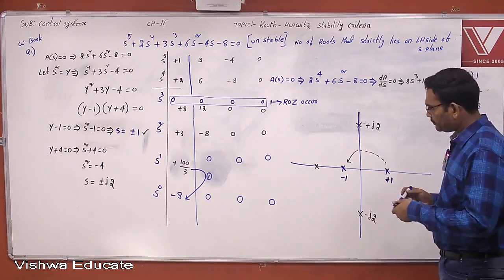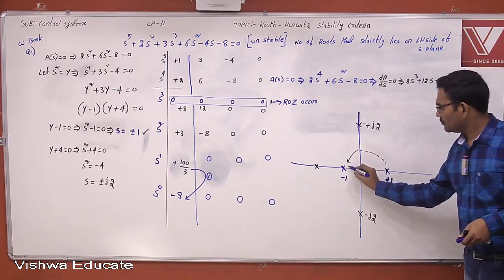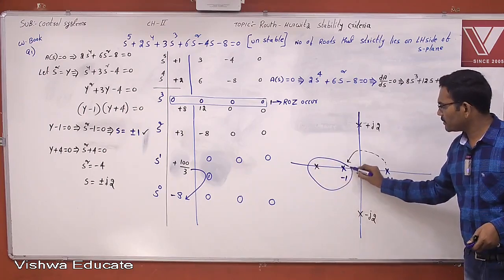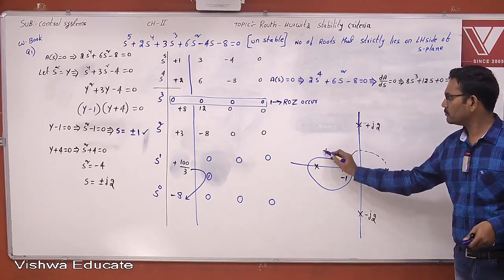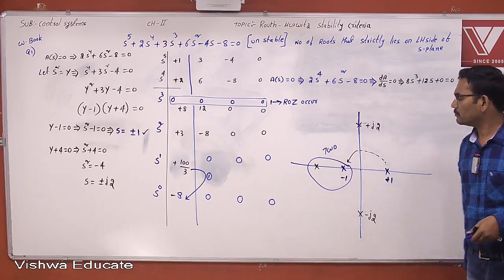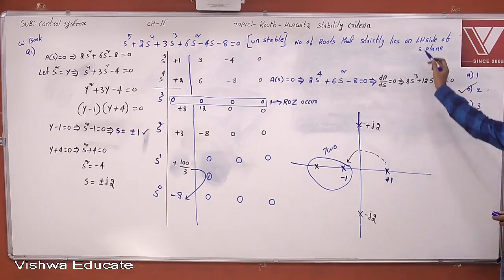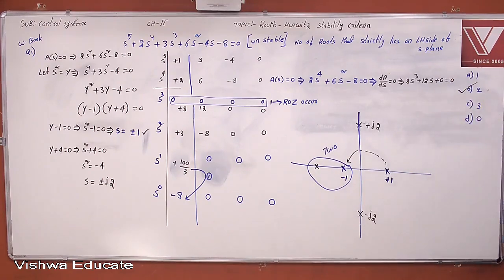So strictly on the right hand side is 2. Sorry, strictly on the left hand side is 2. Option B is correct.